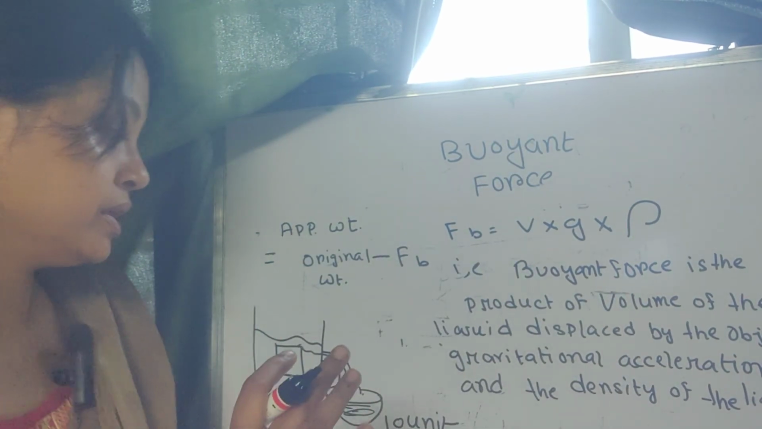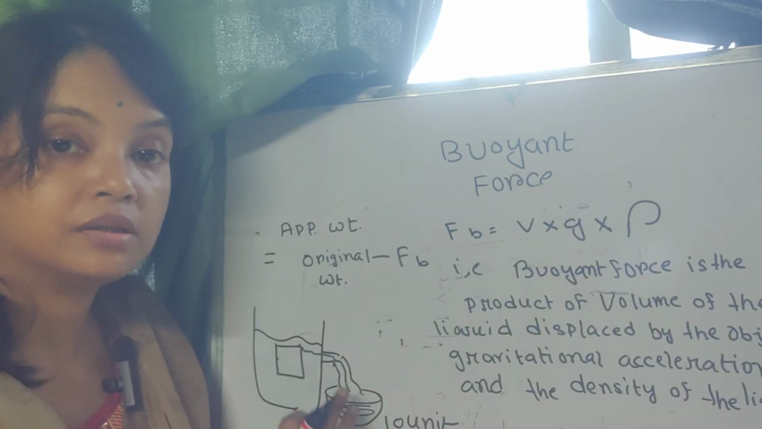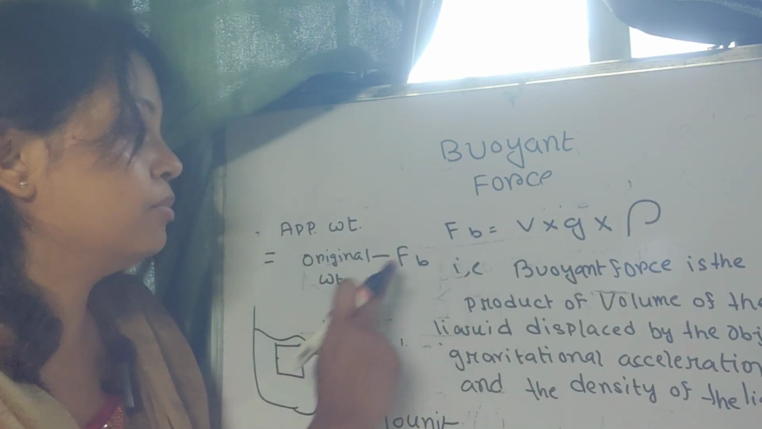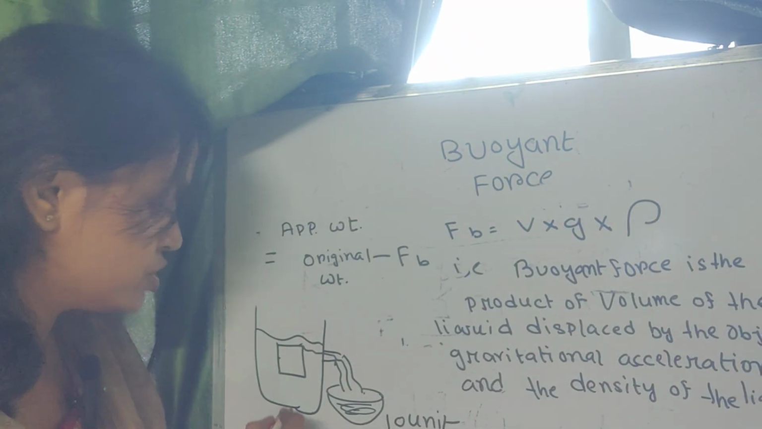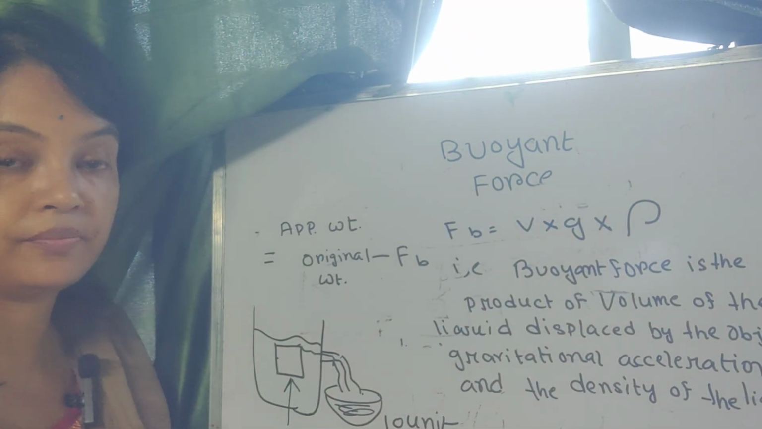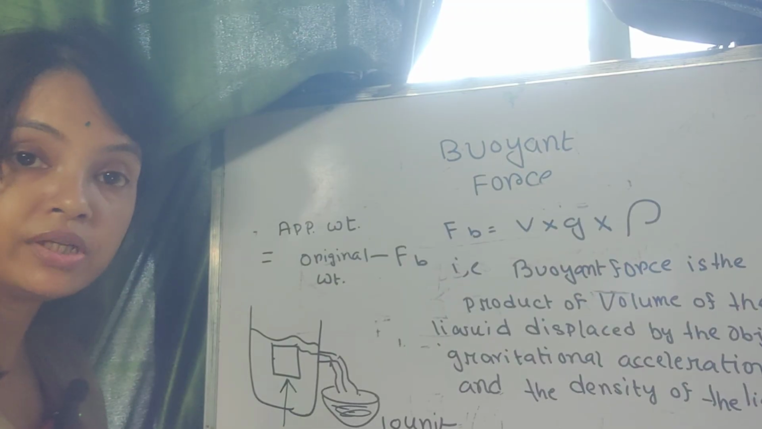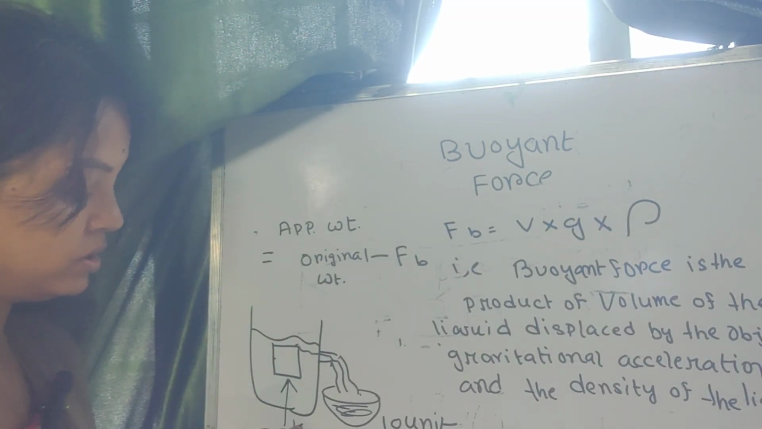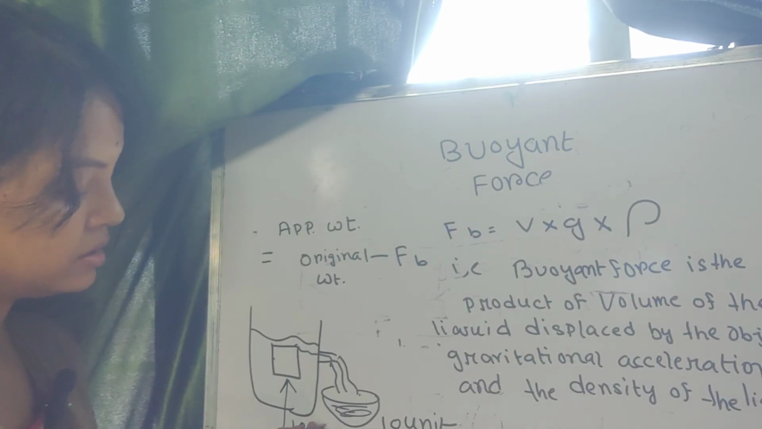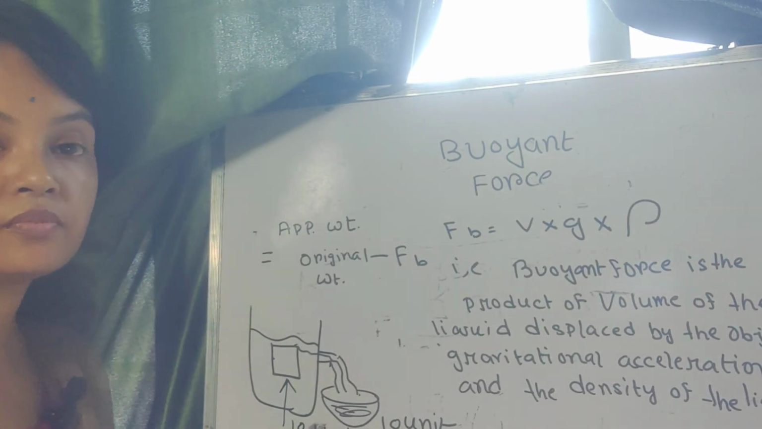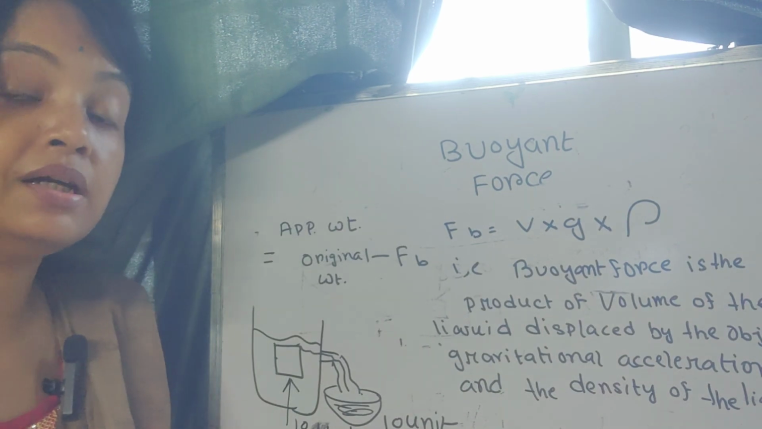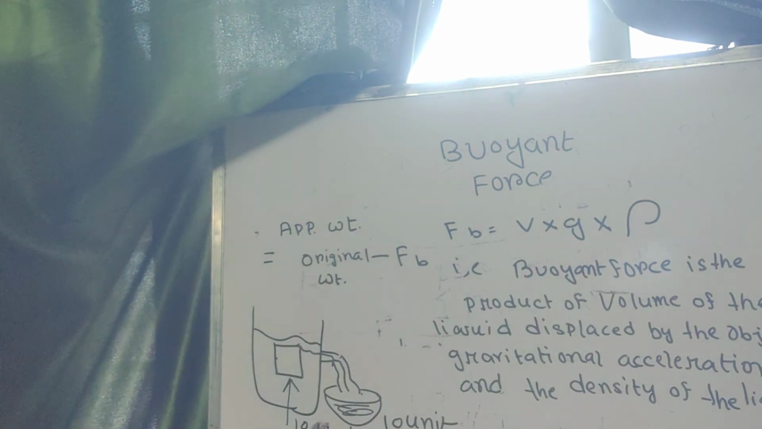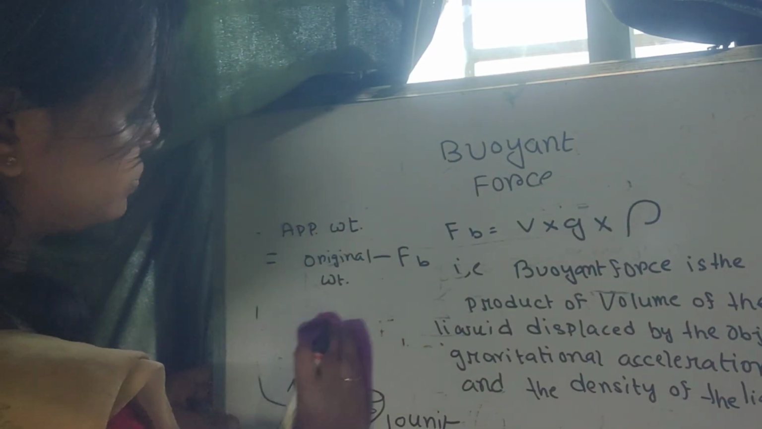That's why we can say that the weight of the water displaced by the immersed object is equal to the buoyant force, that is the force given to the object. If this water's weight is 10 units, then the buoyant force is also equal to 10 units. And we can say this is the Archimedes principle. So we can write what is the Archimedes principle.